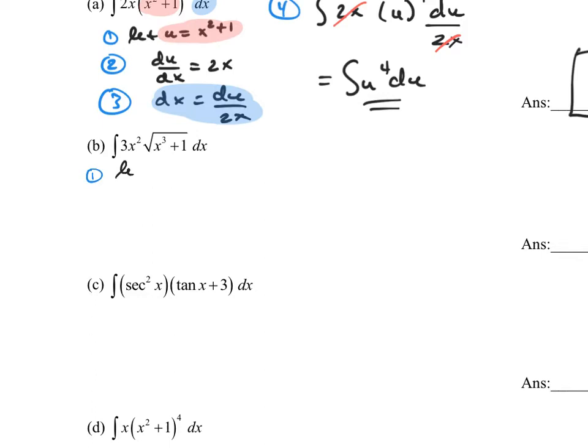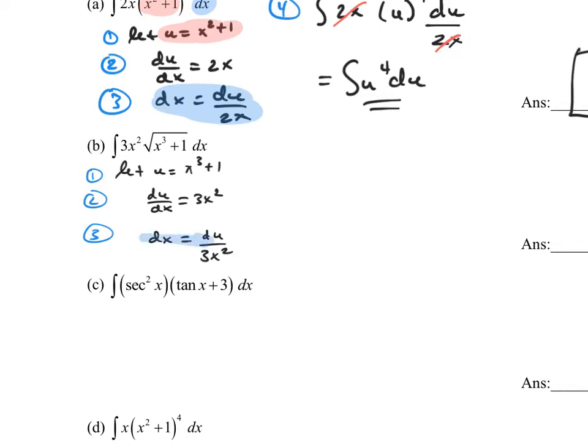So let's let u equal, now it's the inside, it's the higher power one. So in this case, it's x cubed plus 1. Step 2 is find the derivative of both sides. So du dx, the derivative with respect to x of both sides. The derivative of x cubed is 3x squared. Again, step 3 is solve for dx. So dx would equal, well, we're just going to multiply both sides by dx, divide both sides by 3x squared. So that would give us du over 3x squared.